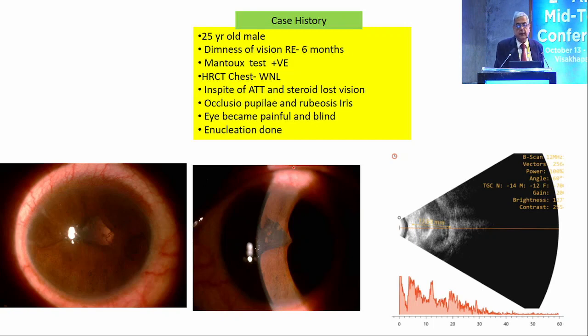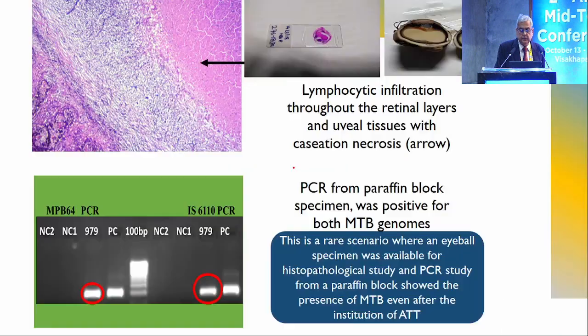This is a 25-year-old male who had a dimness of vision of right eye for 6 months. Mantoux test was positive, chest X-ray was normal. The eye was painful and blind with the retinal detachment. The intractable painful blind eye was removed. And histopathology, if we see, there is a caseation necrosis which is seen in the arrow.